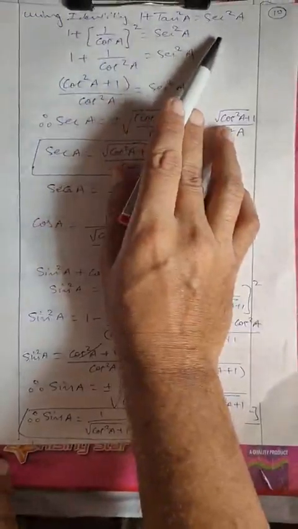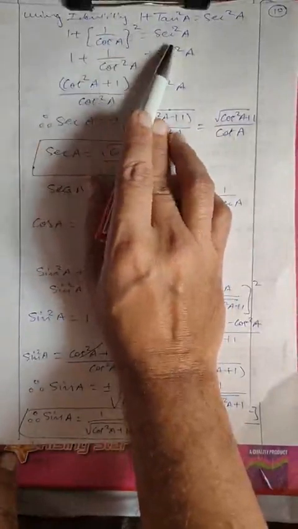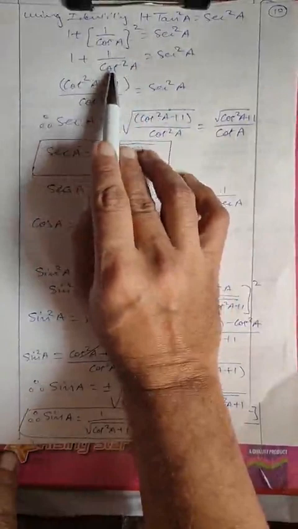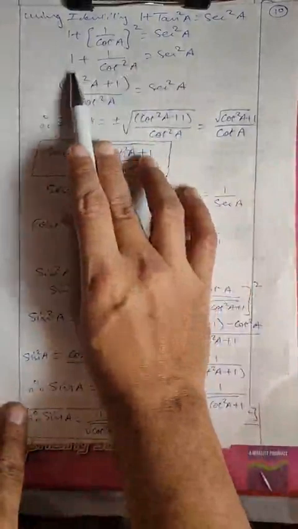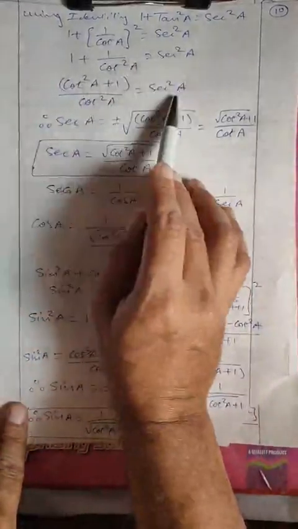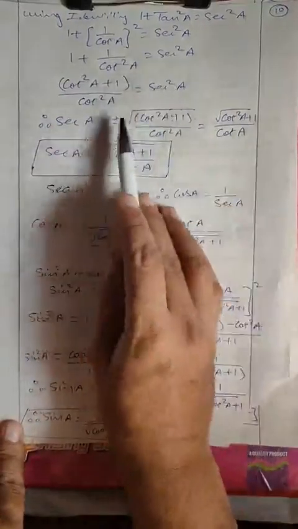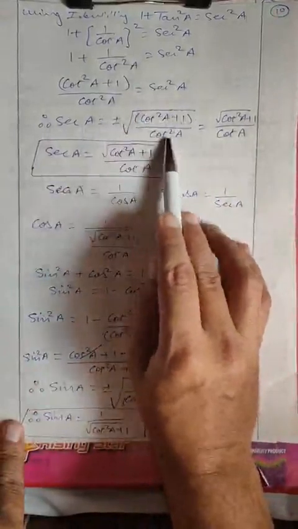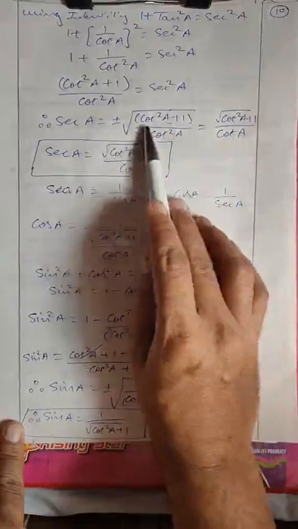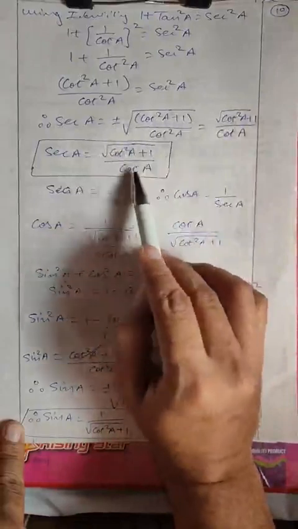Now, using the identity 1 plus tan square a is equal to sec square a, instead of tan a we can write 1 upon cot a whole square is equal to sec square a. It becomes 1 square is 1, 1 upon cot square a. 1 plus 1 upon cot square a is equal to sec square a. Taking the denominator, cot square a plus 1 upon cot square a is equal to sec square a. Now taking the square root on both sides, sec a is equal to plus or minus under root cot square a plus 1 upon cot square a. So under root cot square a becomes cot a, and sec a is equal to plus under root cot square a plus 1 upon cot a.